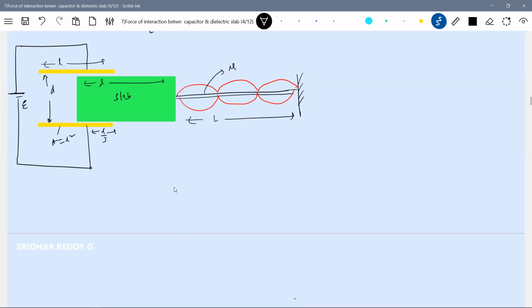Now, what should be the applied EMF so that three loops will be set up in this rope here? So here a standing wave is set up. Find the applied EMF so that the wire will resonate in the third harmonic. One end of the wire is connected to the slab, the other end to a rigid support. So what can be this? This should be a node, no?